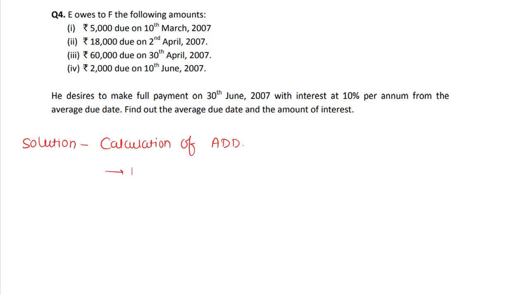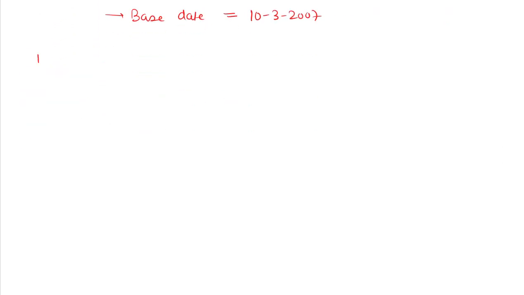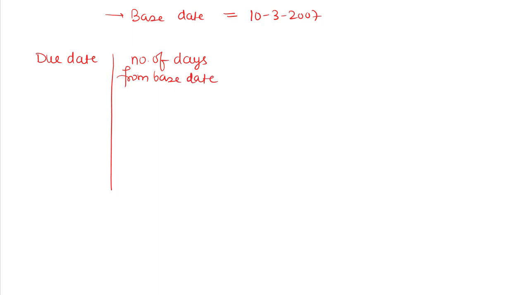Calculation of average due date. Finalize the base date first. We will finalize the first date, 10th March 2007, as base date as it is readily given. Make 4 columns: due date, number of days from base date, amount, and product.